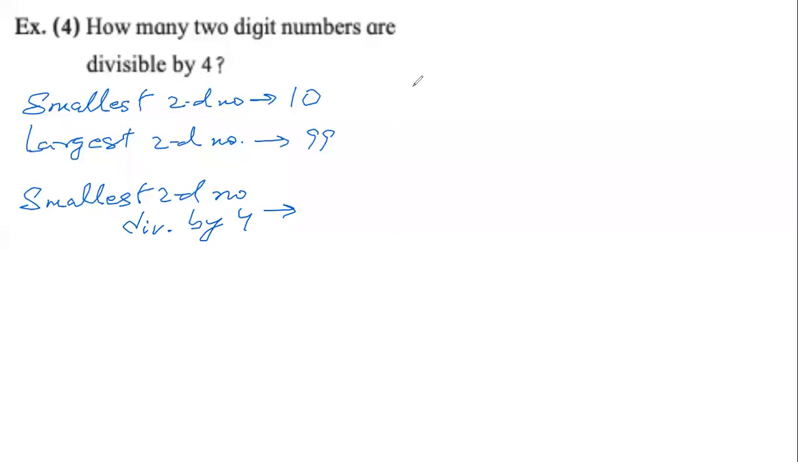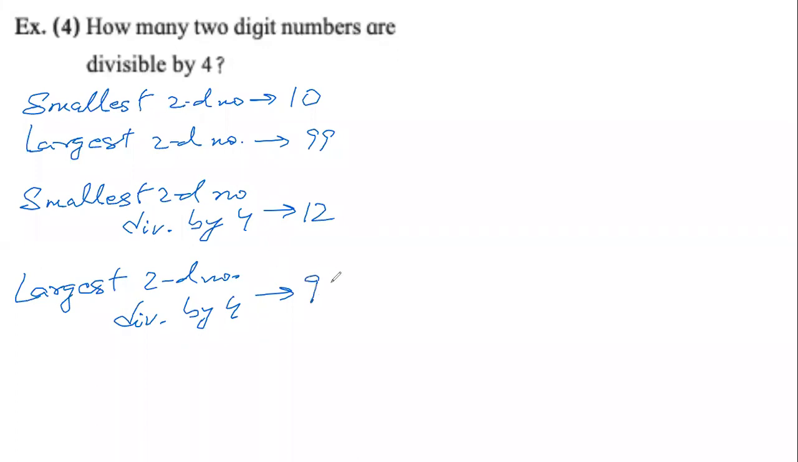The smallest 2-digit number is 10, but 10 is not divisible by 4. Is 11 divisible by 4? No. It is 12. Now tell me the largest 2-digit number divisible by 4. So we have to start from 99 now. Is 99 divisible by 4? No. Is 98 divisible by 4? No. Is 97? No. Is 96? Yes. It is 96.